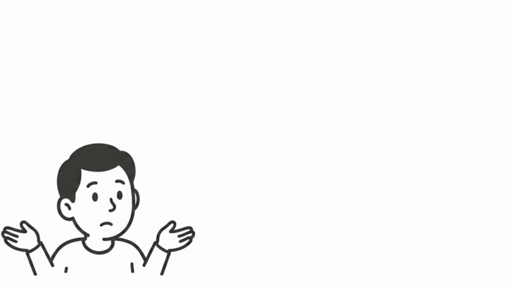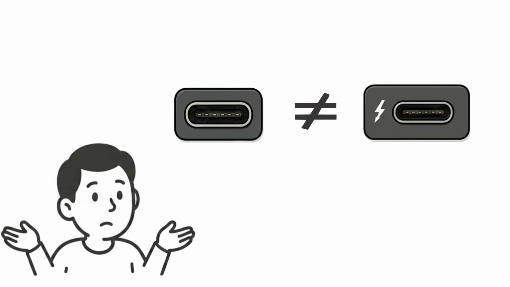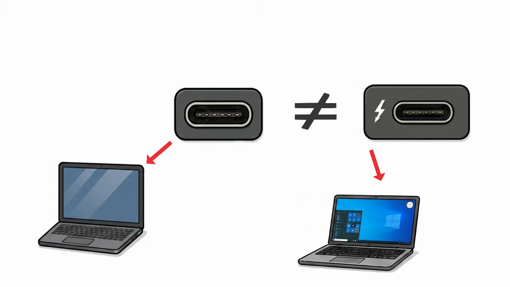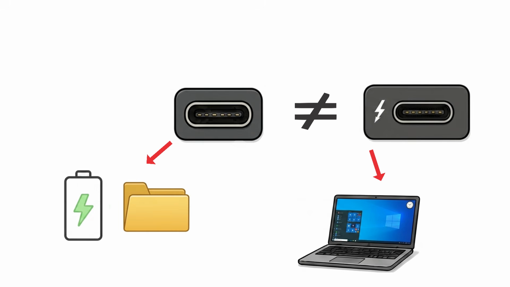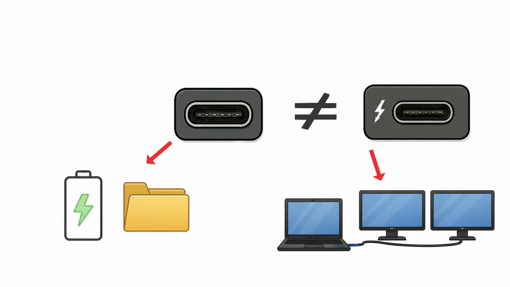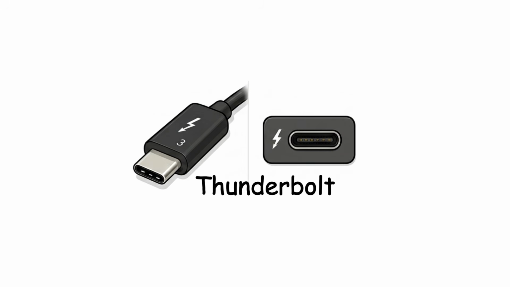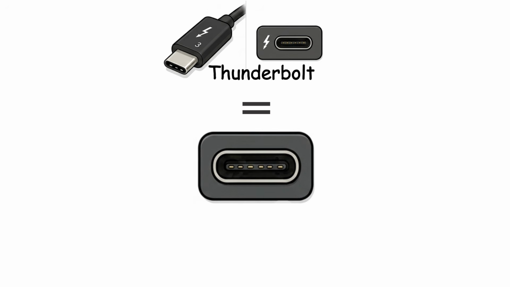But here's something many people don't realize. Not every USB-C port is identical. 2 laptops may both have USB-C ports, yet one may only support charging and file transfers. Another may also connect multiple monitors. But what's happening behind the connector can be completely different. And that's where Thunderbolt comes in. It looks exactly like USB-C. In fact, many people assume they're the same thing, but they're not.